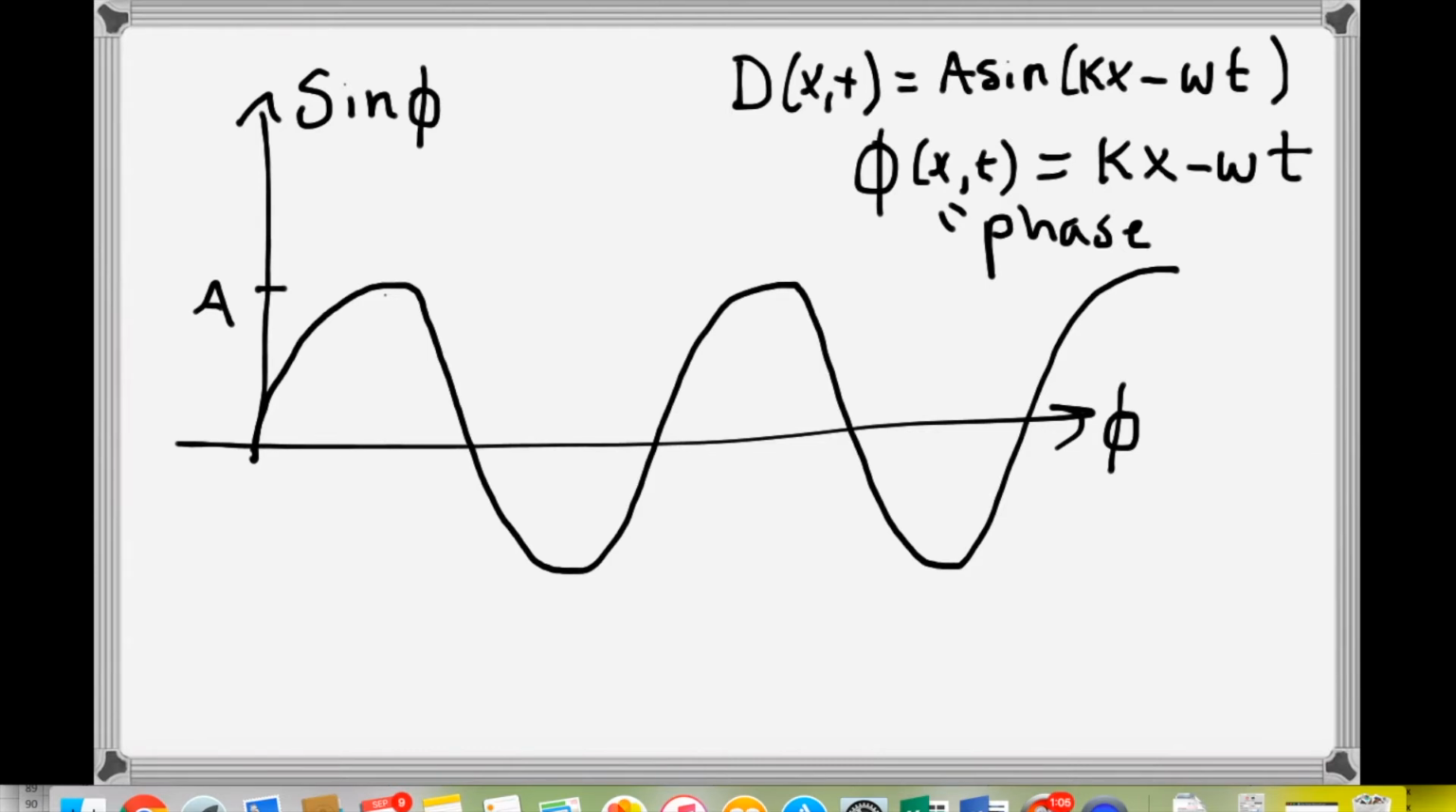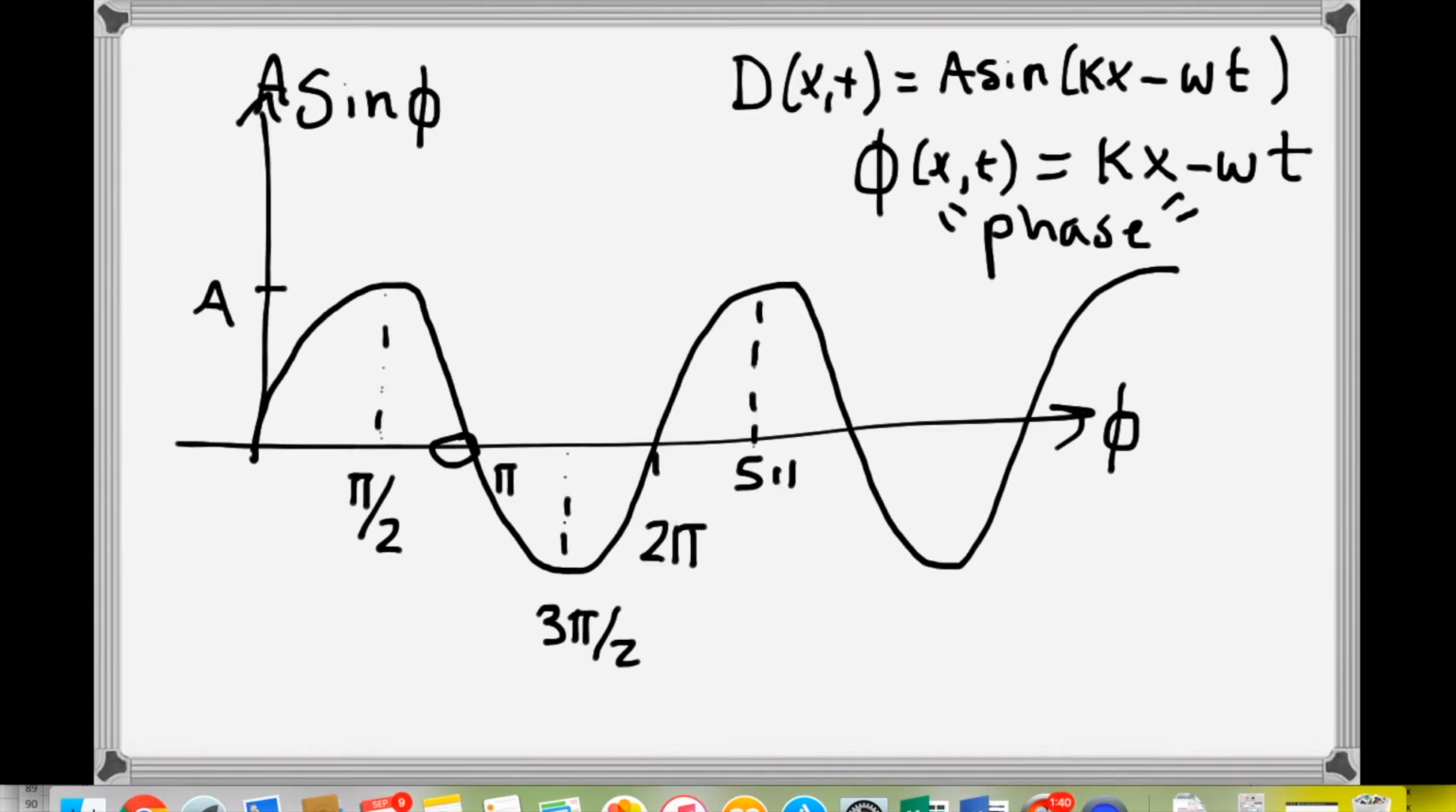So for example, at a point where the displacement function of the traveling wave has a maximum, a peak, the phase of the function there is pi over 2. At a point where the function has a zero, right here, the phase of the wave is pi. At the trough of the wave, the phase is 3 pi over 2. Another 0, 2 pi, next peak 5 pi over 2, next 0, 3 pi, etc.